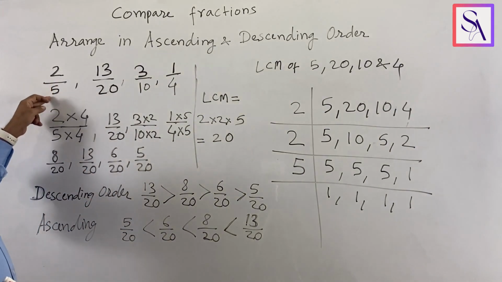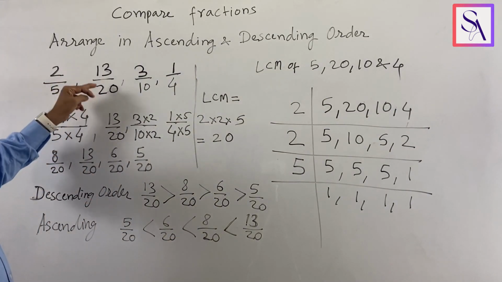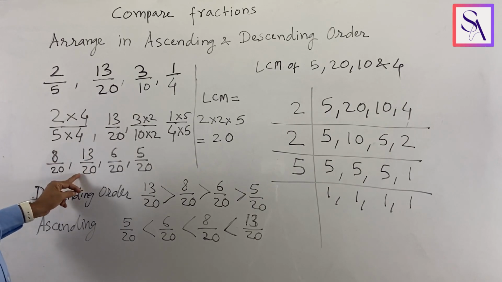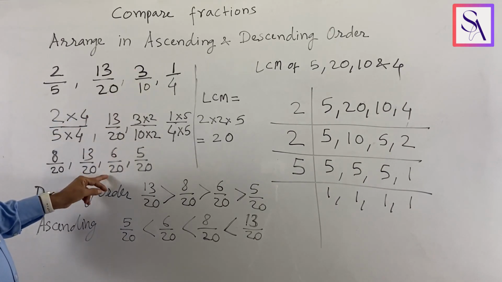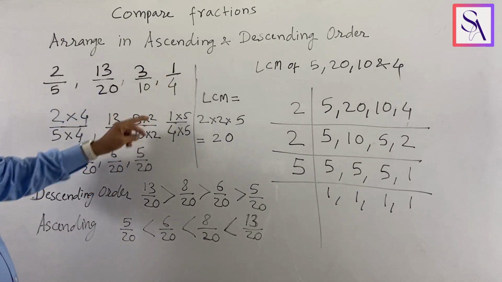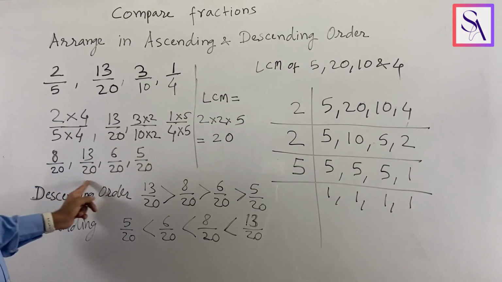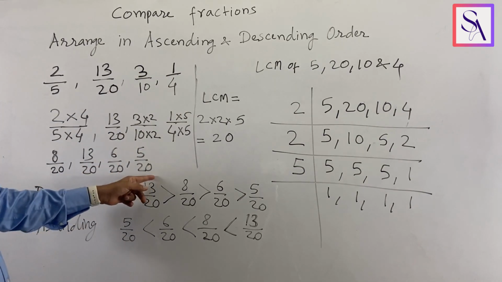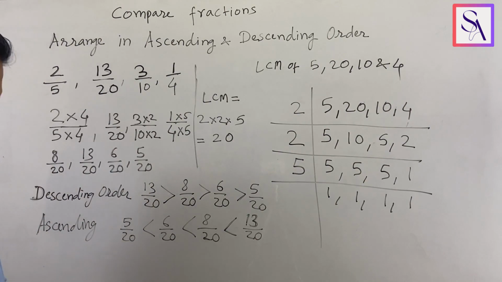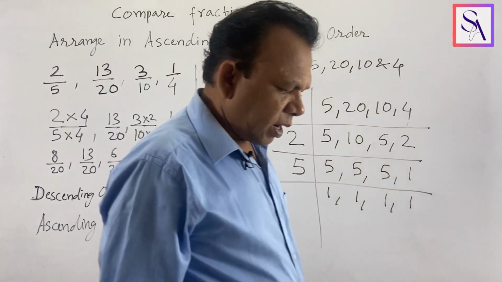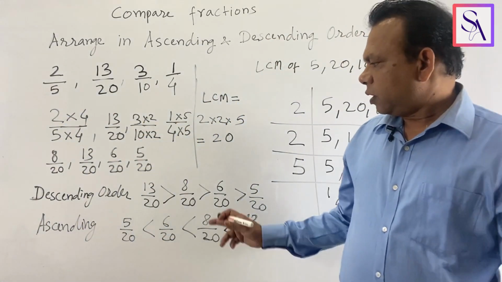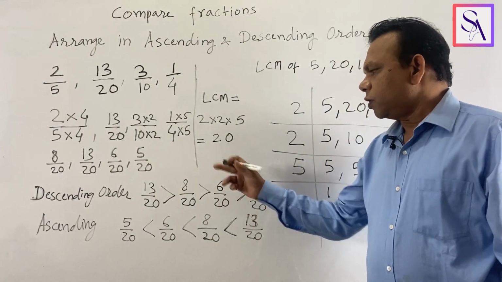So 2 by 5 can be converted into 8 by 20, 13 by 20 can be kept as it is, 3 by 10 can be converted into 6 by 20, and 1 by 4 can be 5 by 20. These are like fractions, so we can easily determine which one is the greatest and which one is the smallest. So this is how we have to solve this problem.